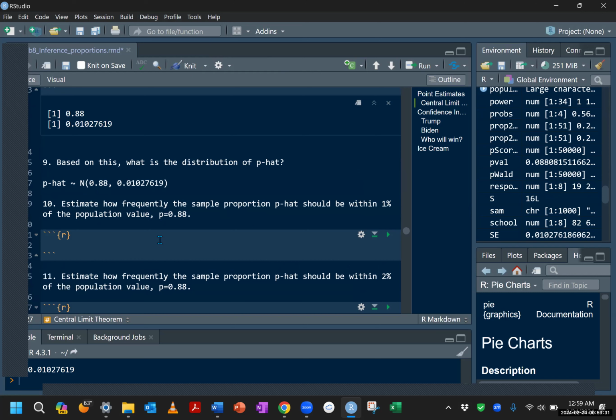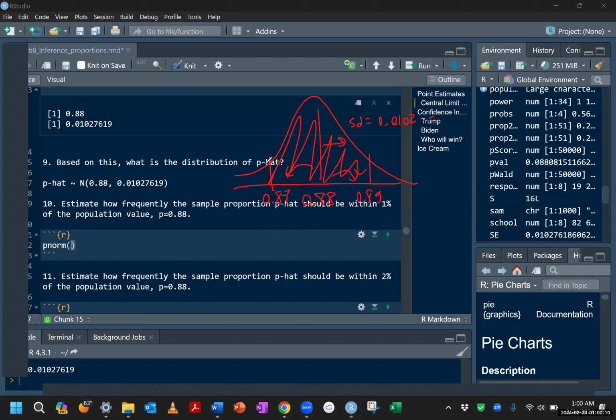So we can do things like, hey, based on this theory, we can say how much of the time will I expect to sample something that has a sample proportion that's within 1% of this. So I would say pnorm. Well, let's draw the picture first. This says if I have something that's distributed 0.88 with standard deviation 0.0102, what's the proportion of times that would be within 1%? 1% to the right, 1% to the left. What's that area?